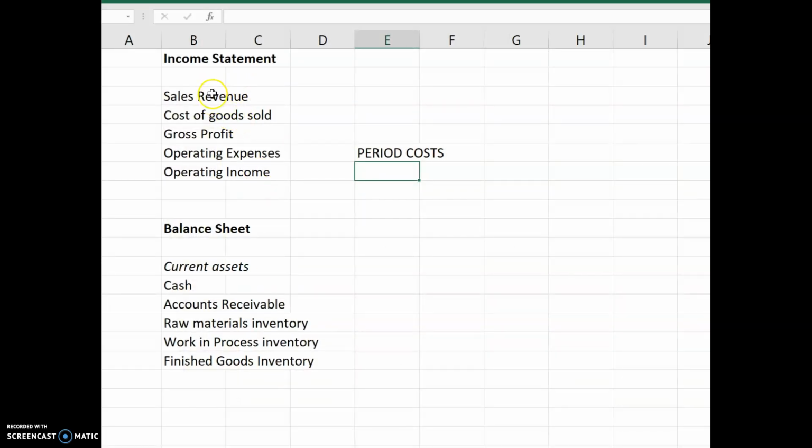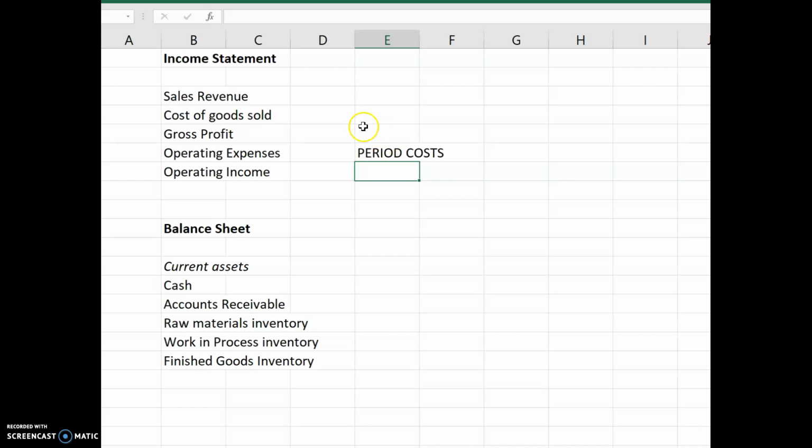So on our income statement, right, we have our sales revenue. We subtract our cost of goods sold, which is the cost of the finished goods that we've sold. We get our gross profit, and then we subtract our operating expenses. These are going to be the selling expenses, such as our salespeople's salaries, our advertising expense, and our administrative expenses, so our office people's salaries, the rent on our office, right? If we had rent on a plant, that would be a product cost, but rent on the office is going to be a period cost, an operating expense.